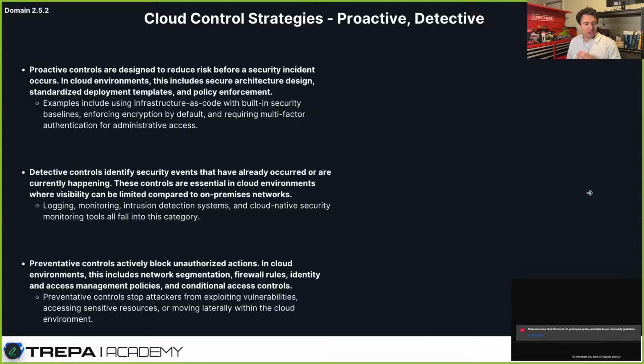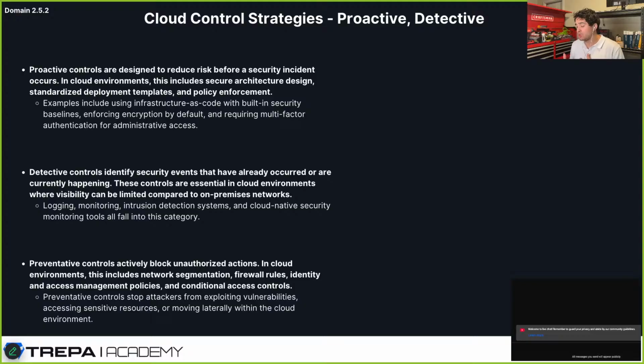Okay, cloud control strategies. We have proactive, detective, and preventative. I didn't put preventative up there in the title, so I probably have to change that. Proactive controls are designed to reduce risk before a security incident occurs. In cloud environments, this includes secure architecture design, standardized deployment templates, and policy enforcement. It's so funny, we probably went over this already: different controls. We have preventive, detective, and compensating controls, and you learn it. But now since we're talking about the cloud, you learn it again. It all means the same thing.